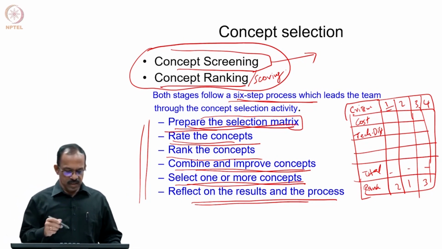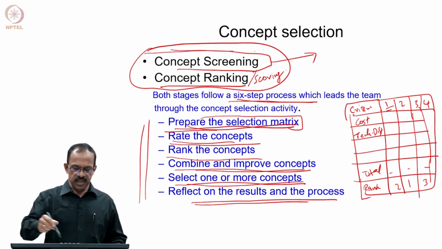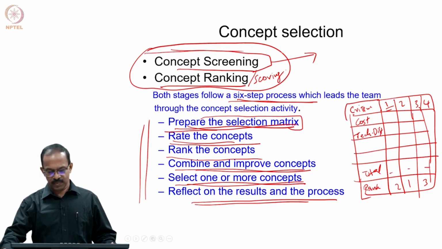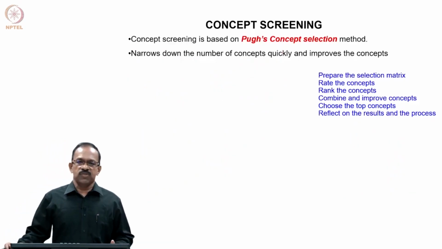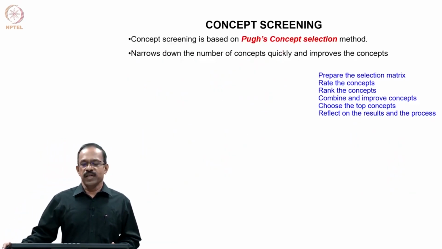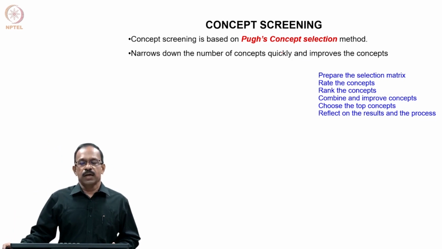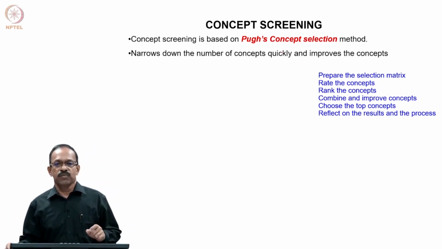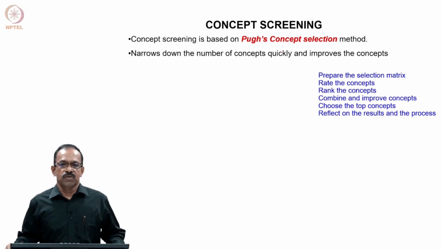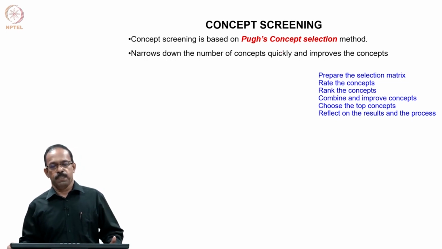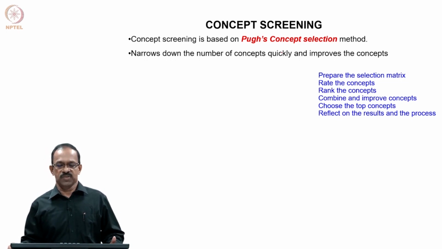Now, let us see the first stage, concept screening, and how it is done. In concept screening, as I told you, the idea is to bring down the numbers to a smaller number for better analysis. In the first stage, we do more of a subjective evaluation, not giving any objective values, and bring down the large number of concepts to a smaller number. That is the first stage, concept screening.